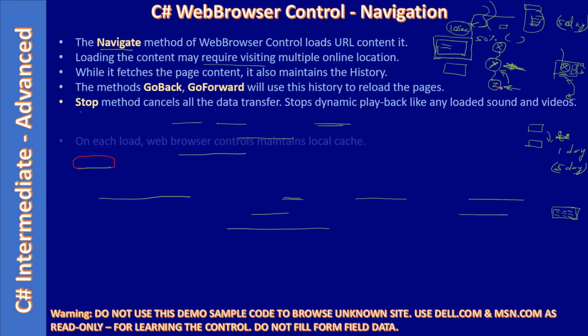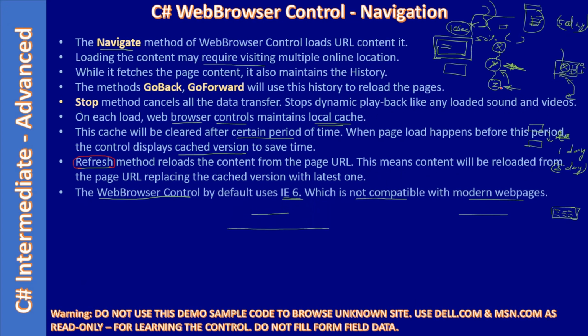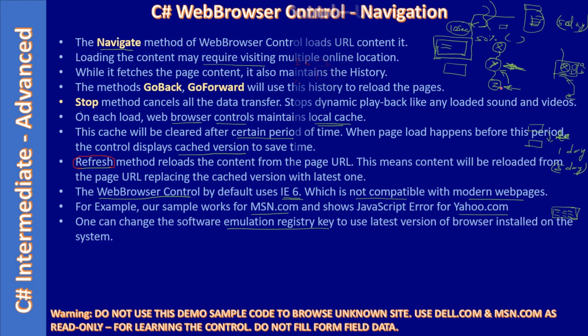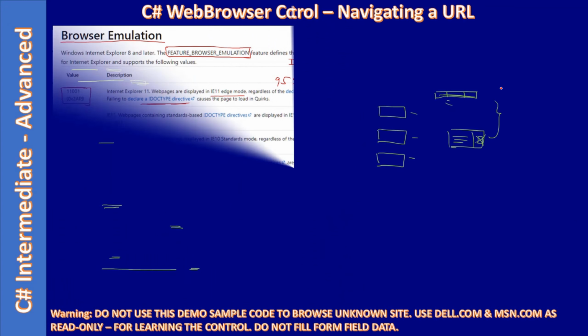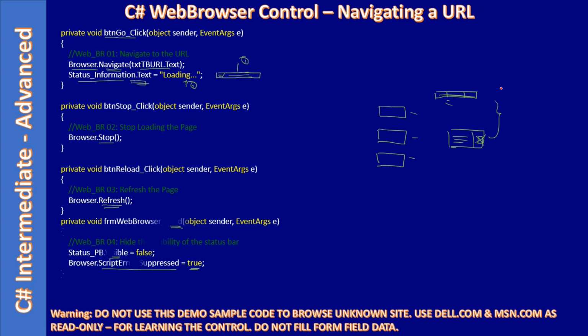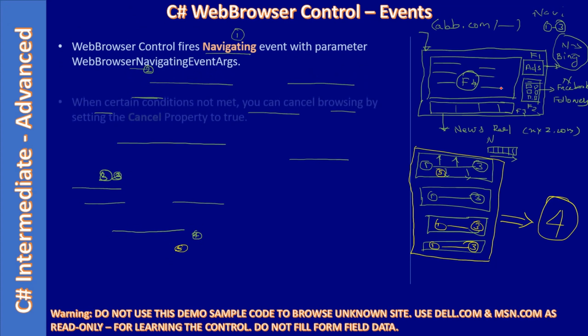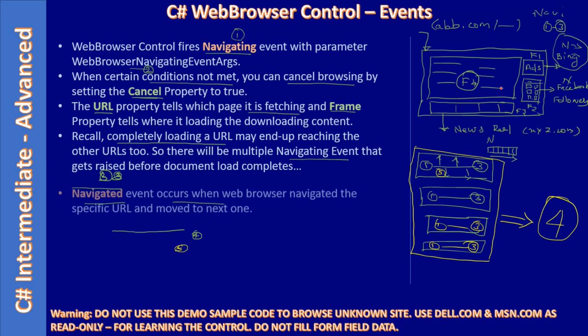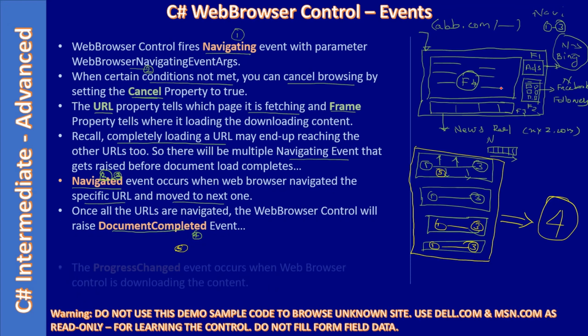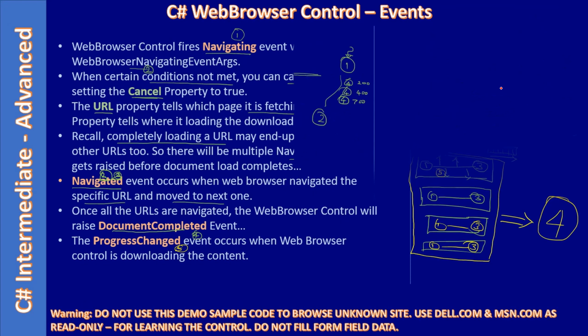And in the next video we learned about the important methods of the web browser control. The methods we learned are navigate, go back, go forward, stop, and refresh. After that we learned important events of the web browser control. The important events are navigating, navigated, document completed, and progress changed.